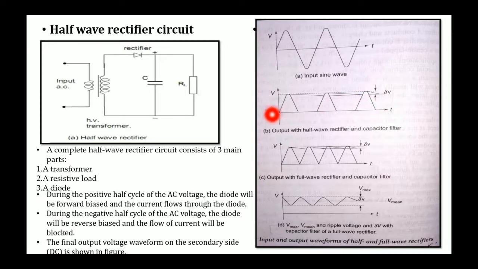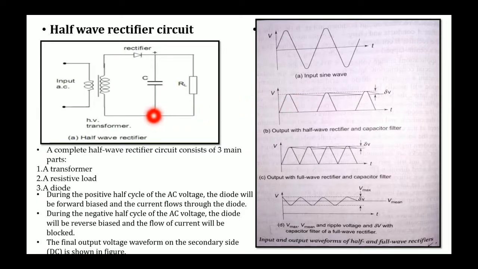Is it right? So during the negative half cycle what will happen? This capacitor is discharged. During the positive half cycle the capacitor is charged to a maximum voltage of V max, but during the negative half cycle the capacitor gets discharged through the load resistance RL. Getting my point? So this is the output waveform of the half wave rectifier circuit.